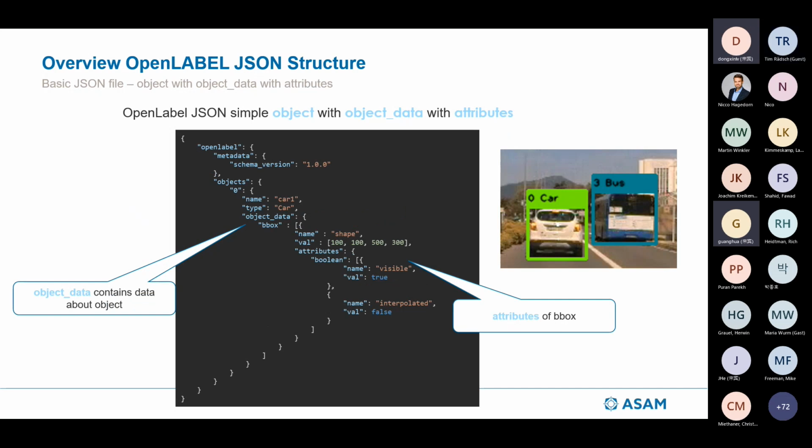Each object data, for instance the bounding boxes, can have their own attributes, because it's very useful sometimes to provide numerical, Boolean, textual attributes of the bounding boxes in this case, such as to define whether they are visible, interpolated, maybe to add some score value, etc. This is often the case in machine learning approaches.